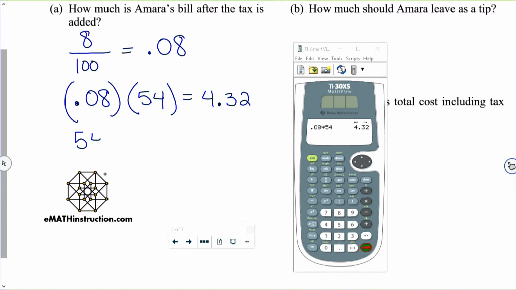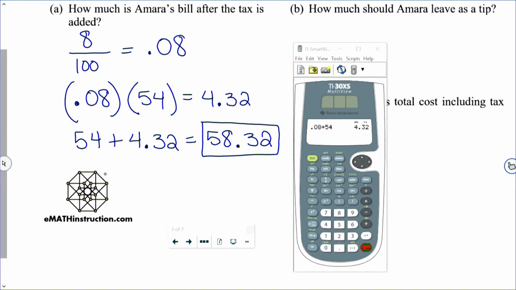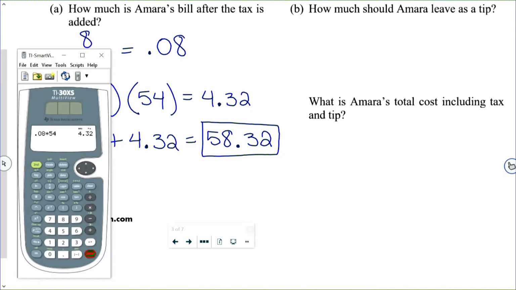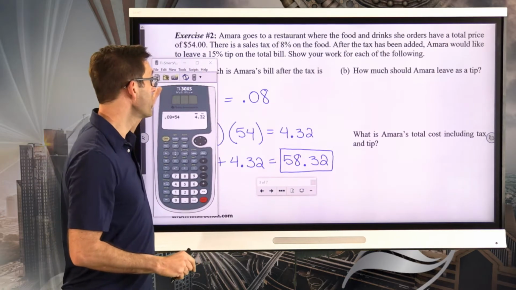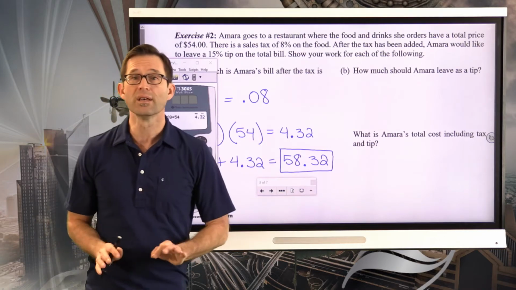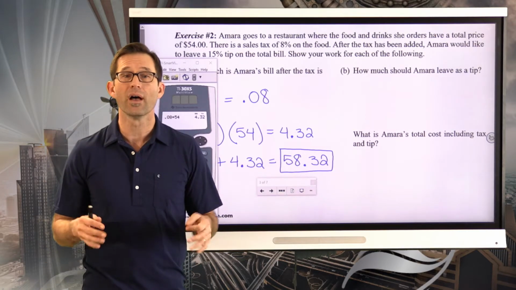So the total bill is going to be 54 plus 4.32. This one I think we can do in our head. It's going to be $58.32. And if you can't do that in your head, of course, you can use your calculator. So $58.32.